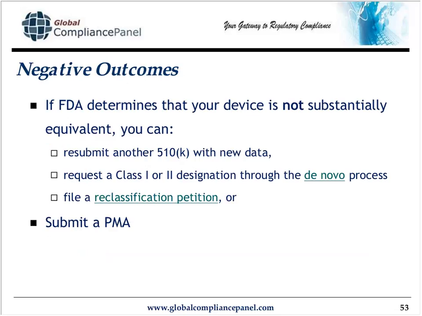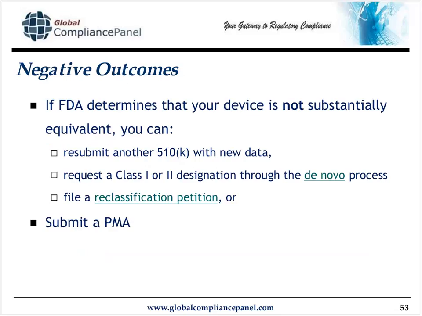If you receive an NSE in which your device is not substantially equivalent, you've got a couple of choices. You can resubmit a 510K with new data. You can request a Class 1 or 2 designation, in which case, if your device is a Class 3 device requiring a 510K, you may be able to be down-classified to Class 1 or 2, which in some cases precludes the requirement for a 510K.